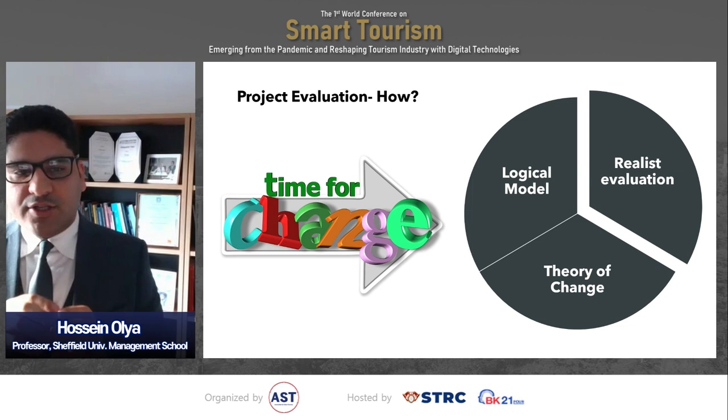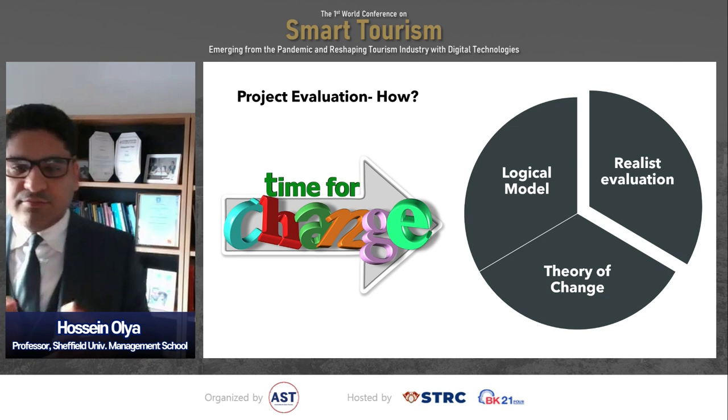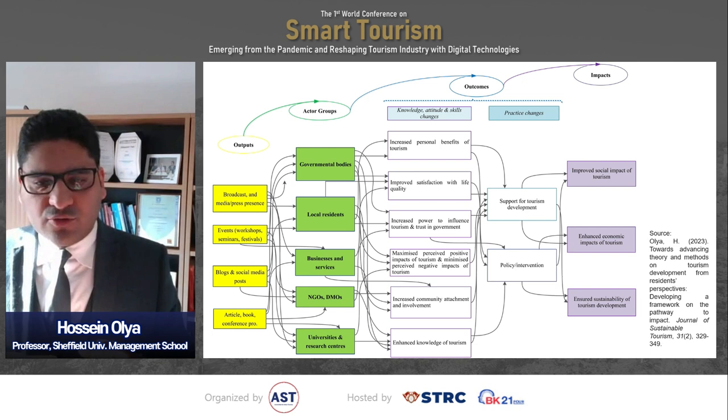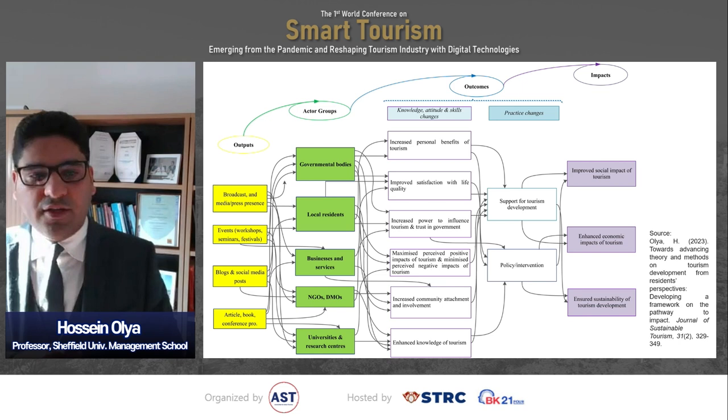And the project receives the expected objectives. But generally we have three models, or three methods, of evaluation: logical model, theory of change, and realist evaluation. So if you go to the next slide, I'm going to show you an example of a hybrid version of logical model and theory of change that I use in one of my publications.